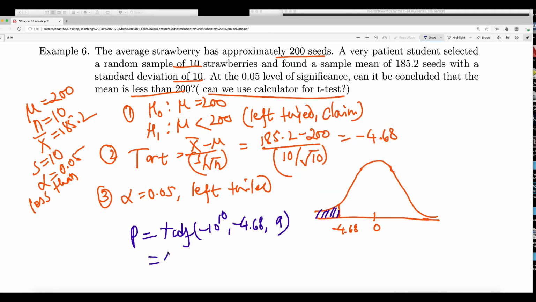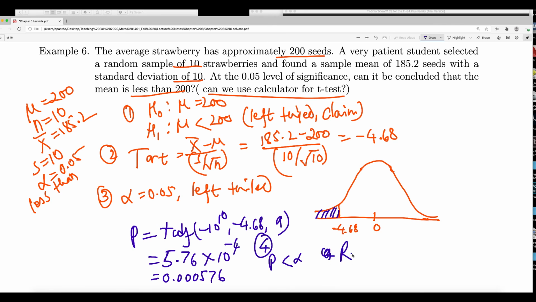5.76 times 10 to the negative 4 is the same as 0.000576. Is this p-value less than alpha? Yes, p is less than alpha, so step 4 is we reject H0. That means this will be rejected, so this will be supported.